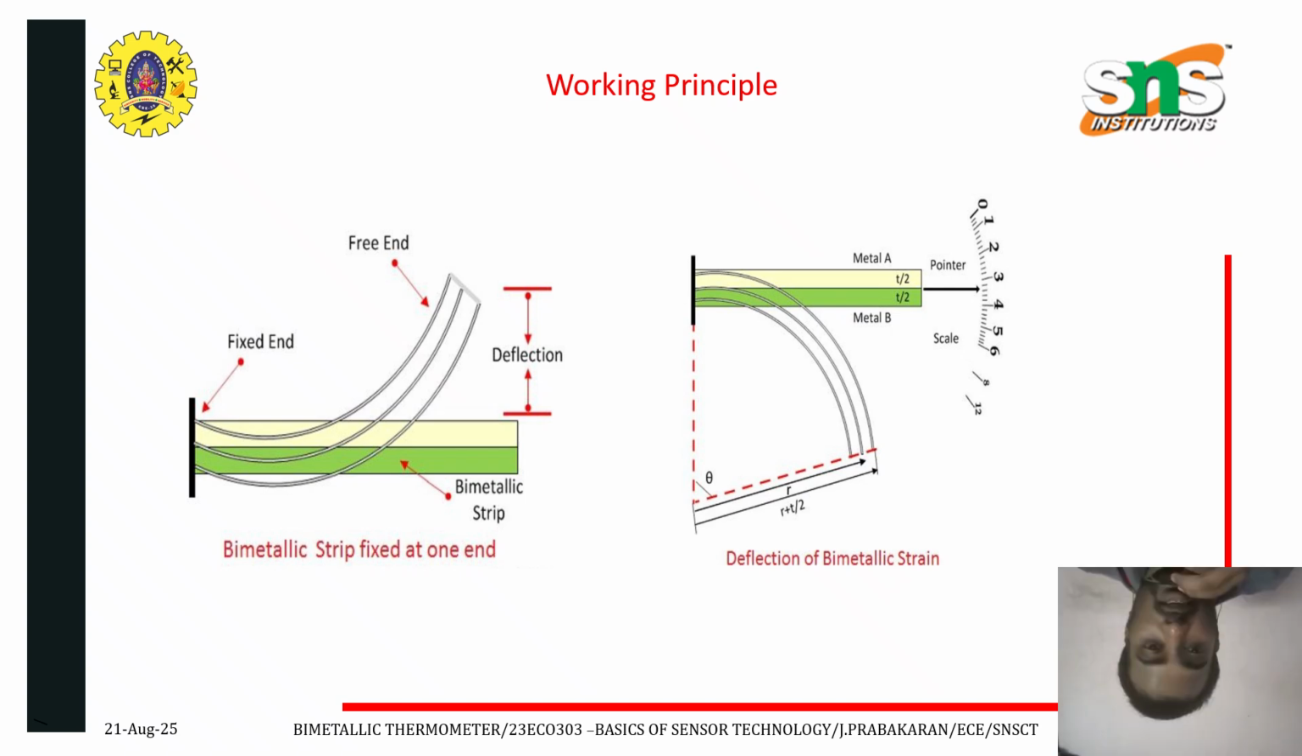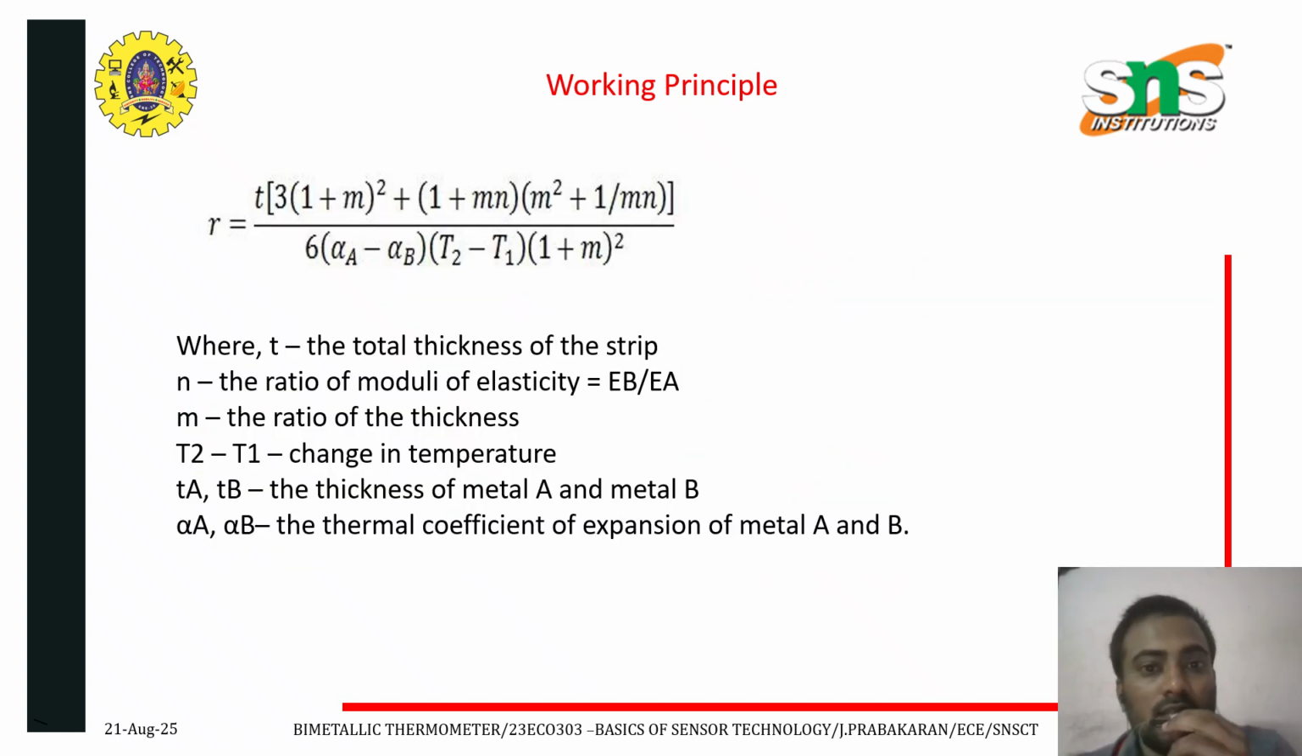Consider the bimetallic strip is made of two different metals, metal A and metal B. Both the metals have a different temperature coefficient. T2 minus T1 shows the variation of temperature, which causes the expansion of the strip. R equals T into 3 into (1 plus m) whole square.